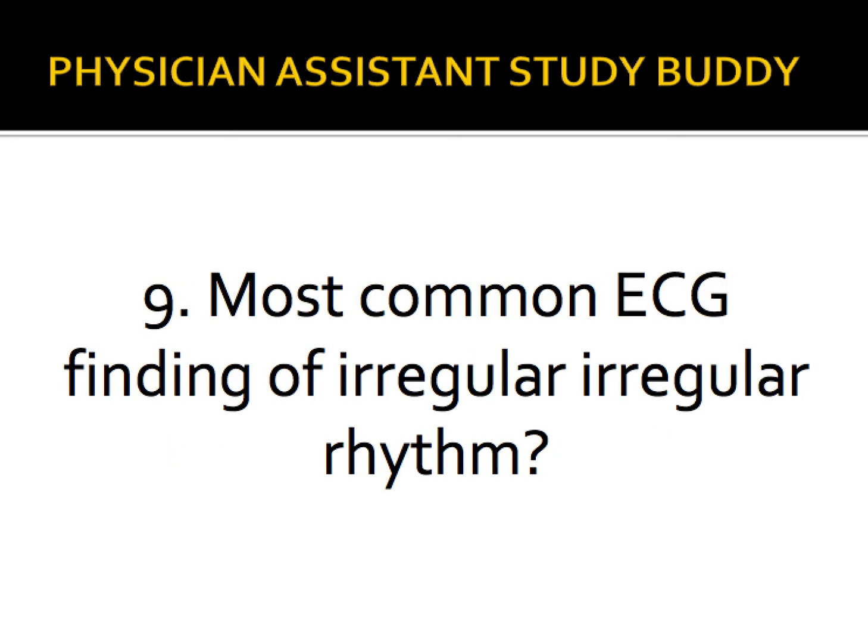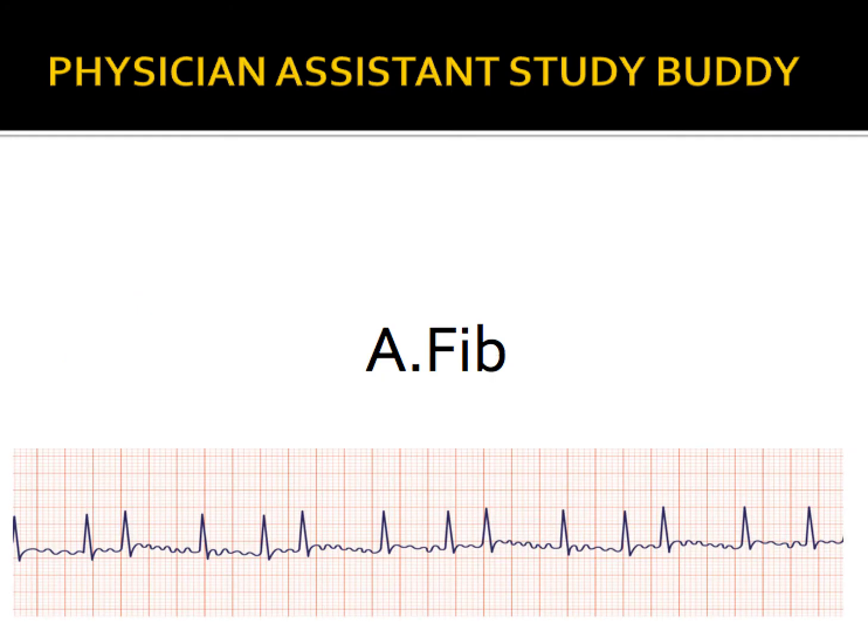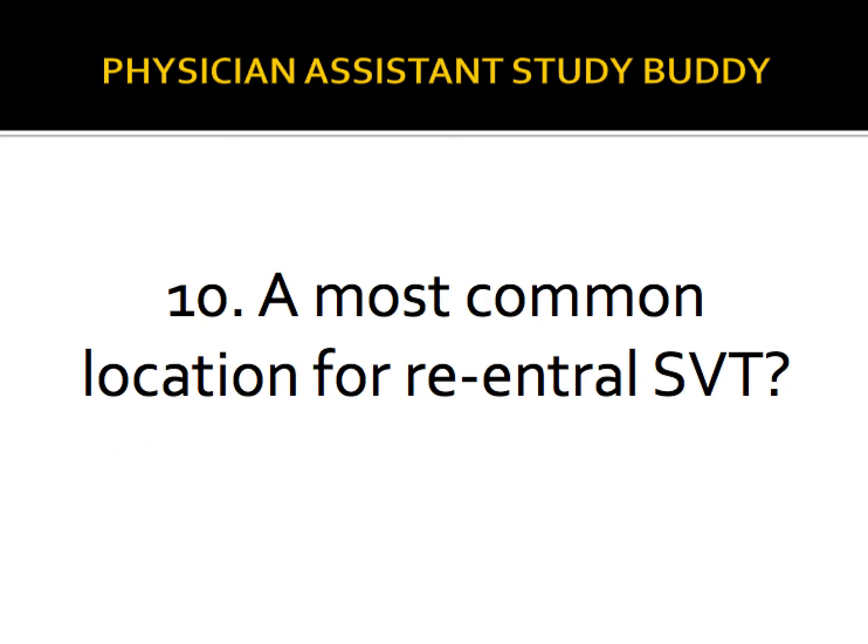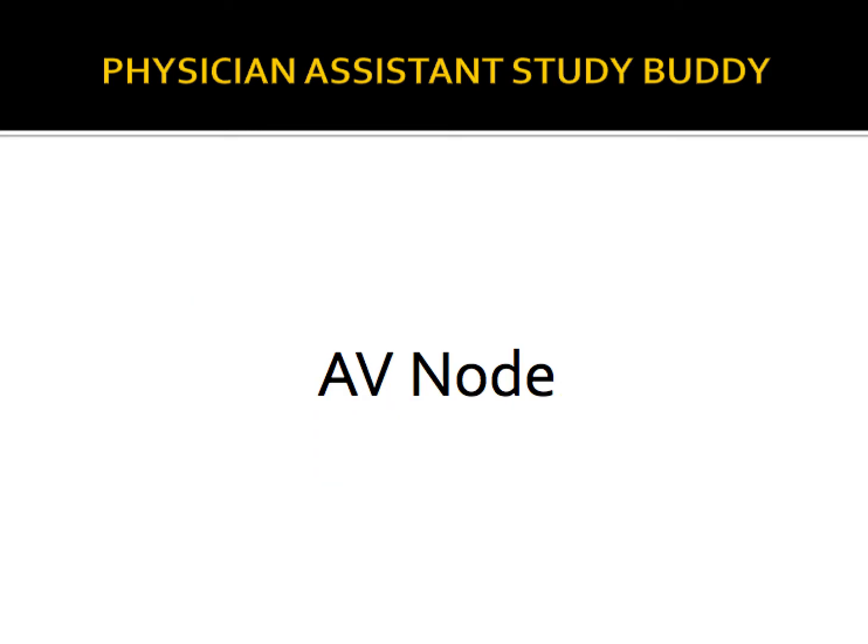Most common ECG finding of irregular rhythm. When you talk about irregular rhythm, you should be thinking about AFib, and you can see how it's irregularly spaced out. That should make you think about AFib. A most common location for re-entrant SVT, supraventricular tachycardia? That would be the AV node.